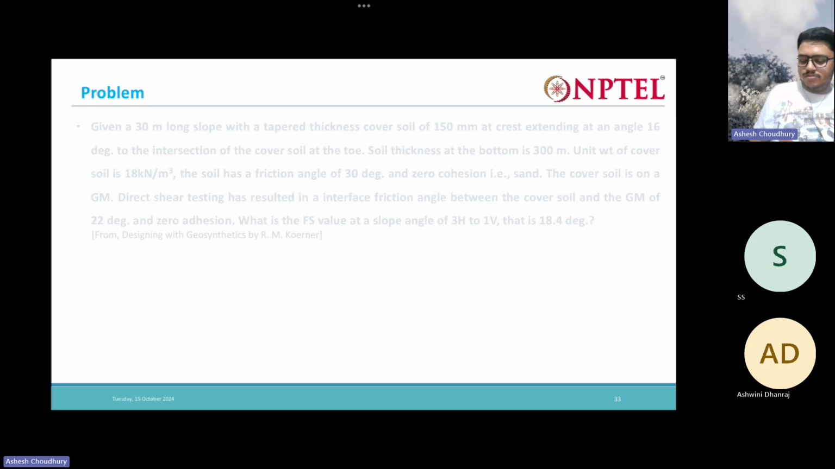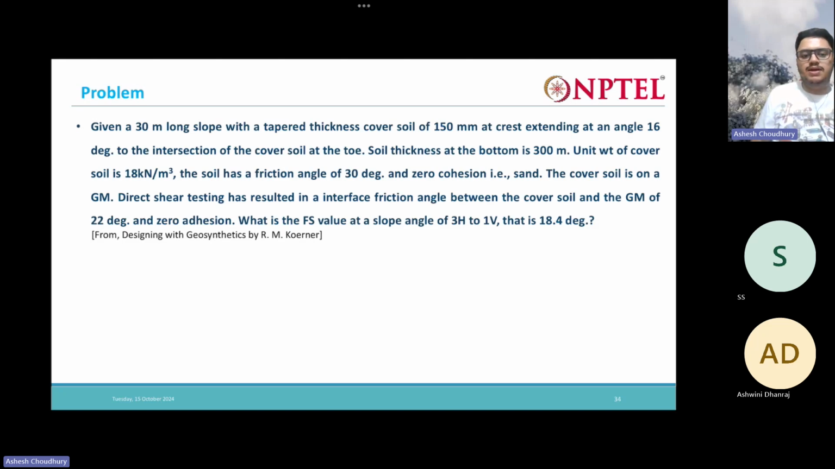Now one more problem, same problem, but now it is a tapered case. I'm not going to read the problem. Just try to solve it by yourself. Try to see if you are able to understand the problem or not. Same problem, but now we have a tapered thickness, tapered covered soil, instead of a uniform covered soil.